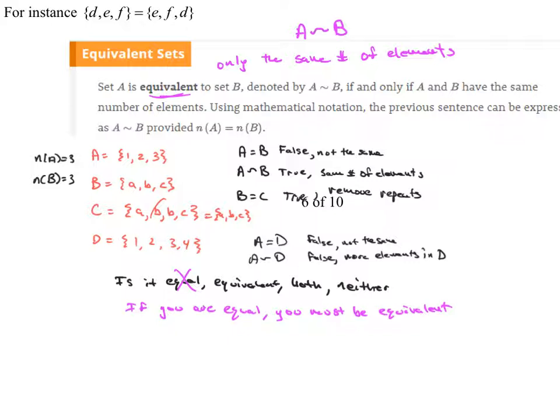It's equivalent if you have the same amount of elements. It's both, because if you are equal, you are both equal and equivalent. If you have the same number of elements and they are the exact same elements, then it's both. And it's neither if there's a different number of elements. Okay? So if they have the same number of elements, it's at least equivalent. So never, ever, ever put the answer equal, because if it is equal, it is automatically both. You're going to see these in the next questions.